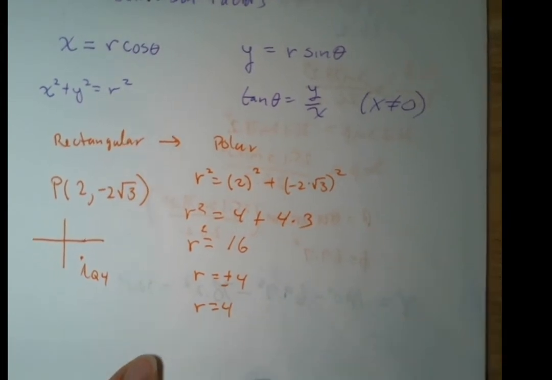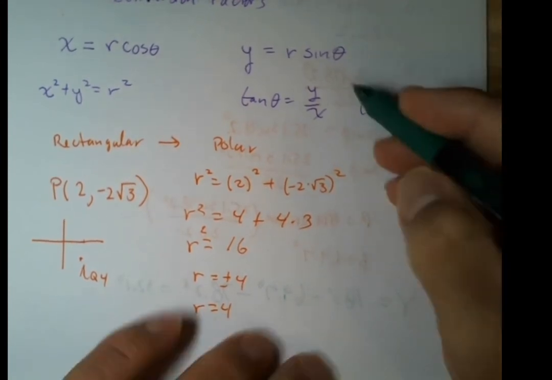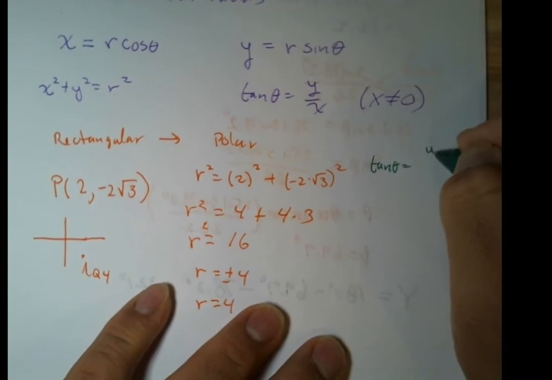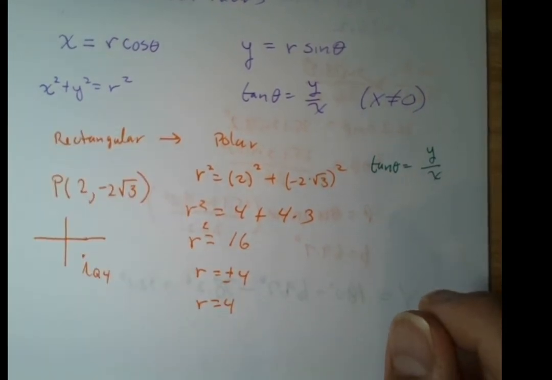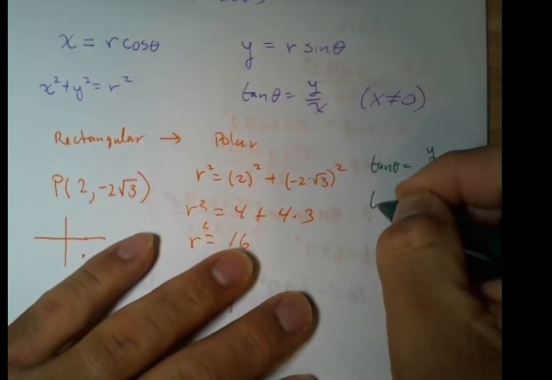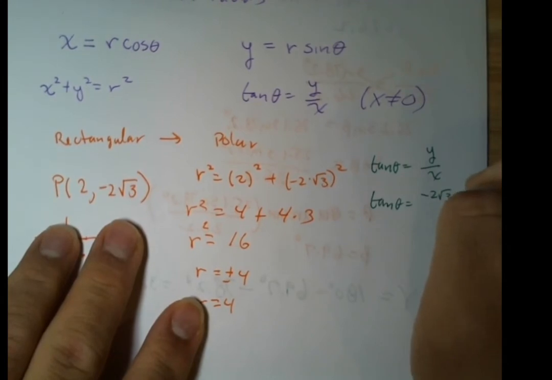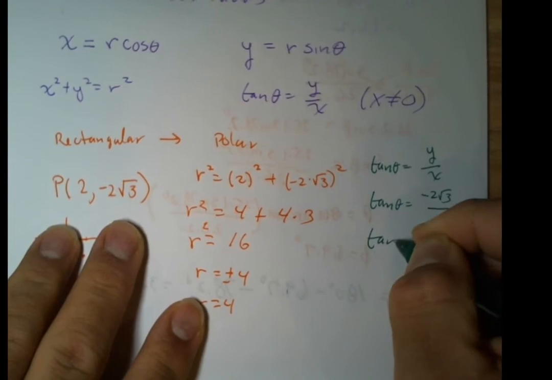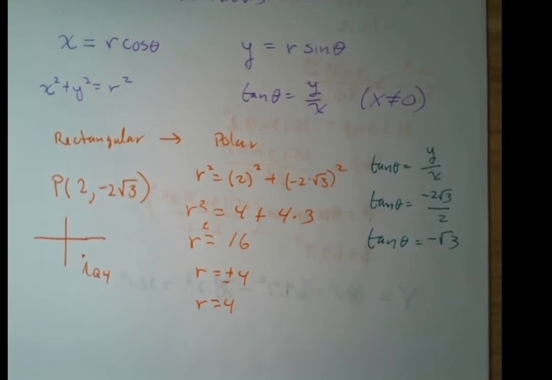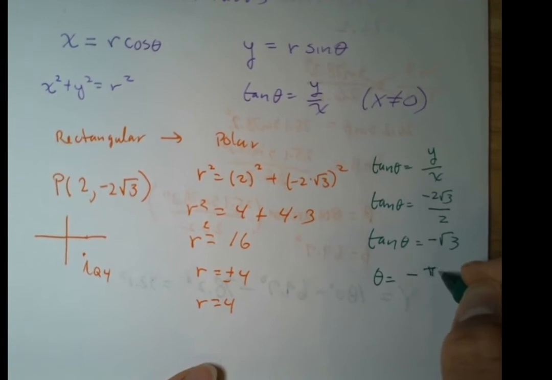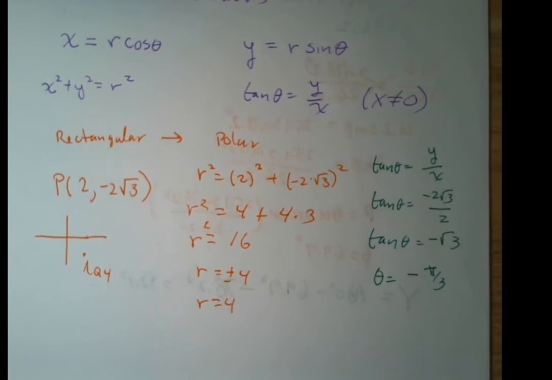So now let's find our theta. Here's where our previous trig knowledge will come into play. Tangent of theta is equal to y over x. So tangent theta equals the y value, -2 root 3, over 2. Simplifying this, tangent of theta equals -root 3. So here we have theta to be -pi/3, or a reference angle of pi/3.